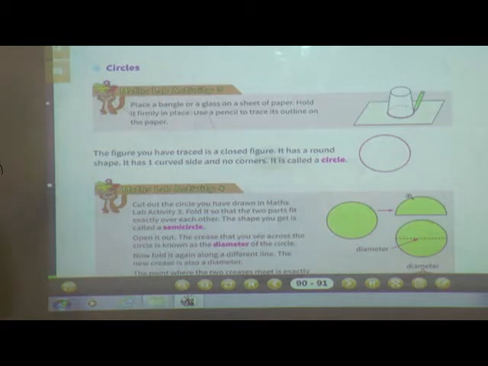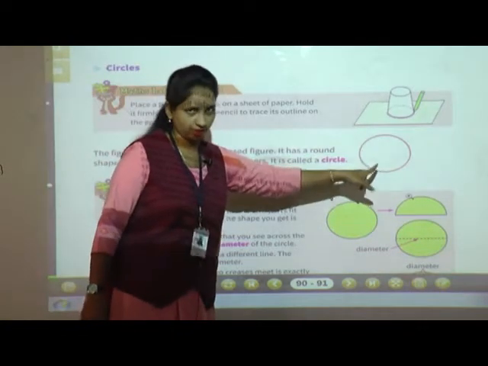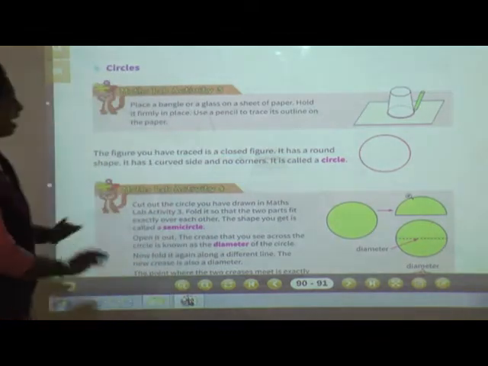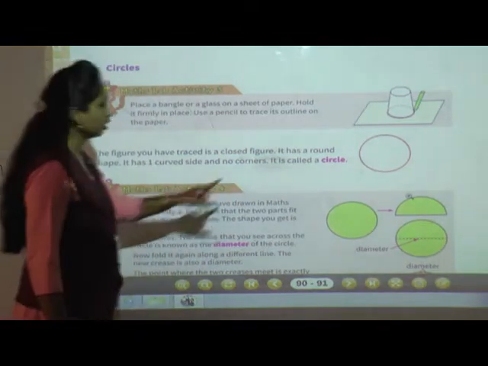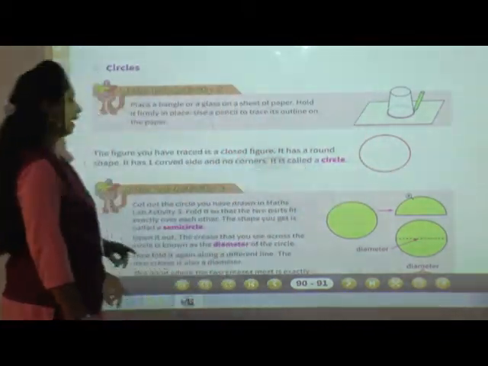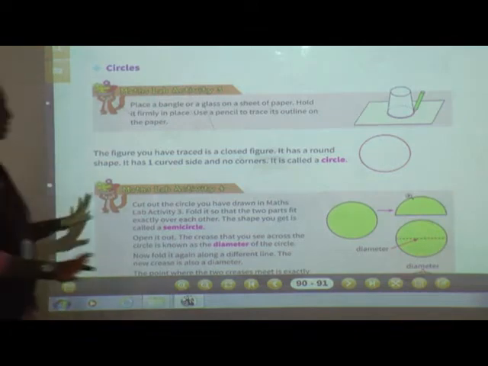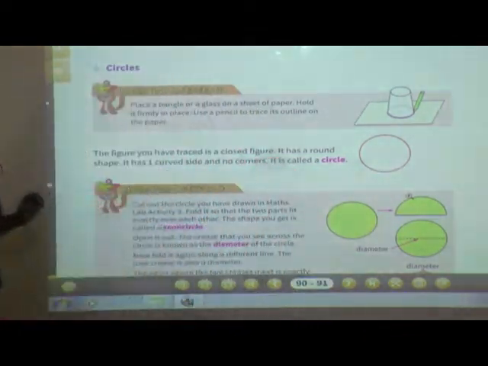See, I'll repeat. The figure we have traced is a closed figure and it has a round shape. It has one curved side and no corners. Can you see the corners anywhere? No, not at all. So it is called a circle. Got it? Clear till here?